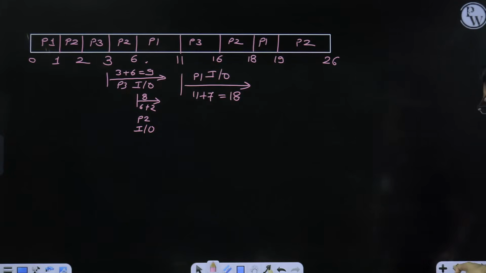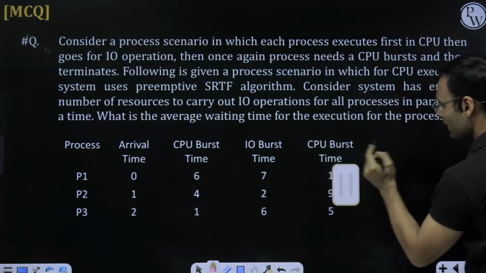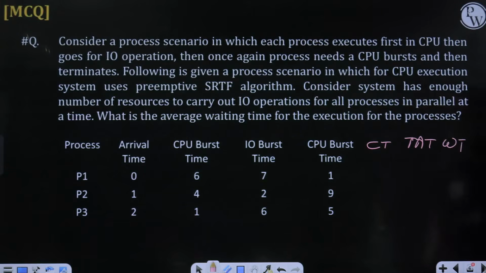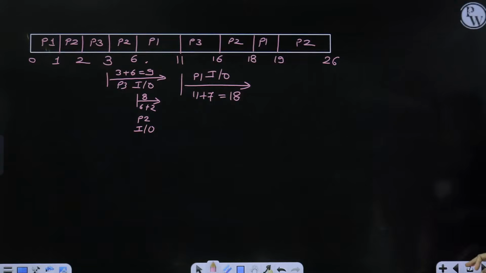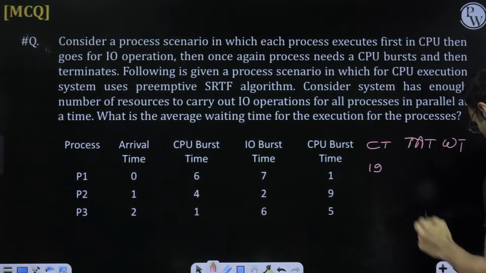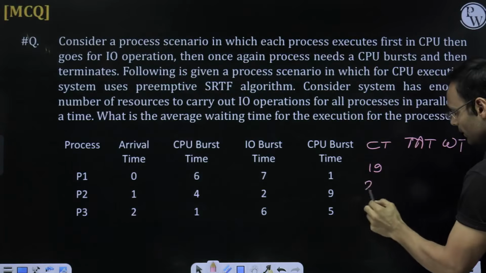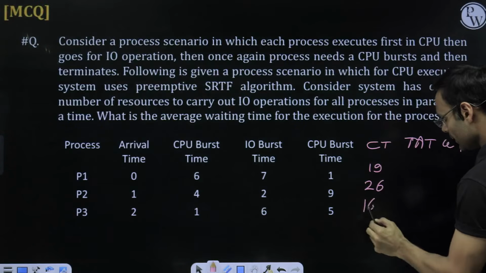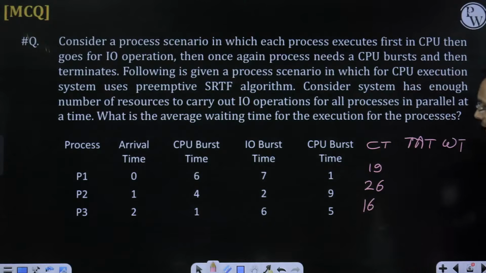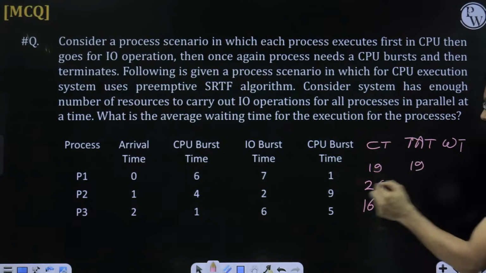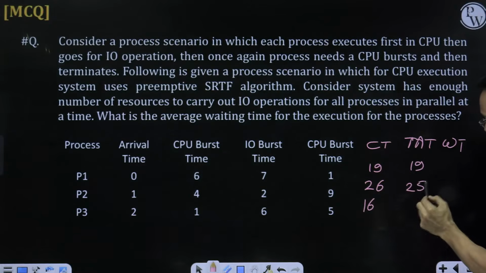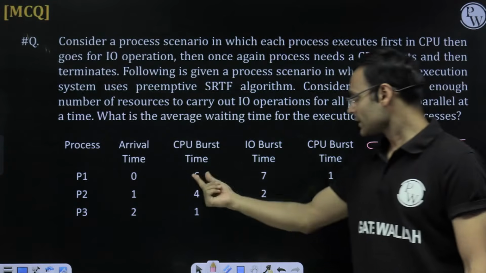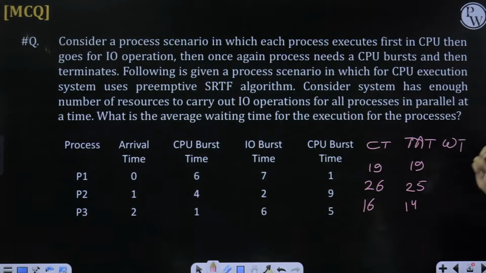Okay, now completion times. Let me just mark down completion time, turnaround time, and waiting time quickly. P1's completion time is 19. P2's completion time is 26. And P3's completion time is 16. Turnaround time is completion time minus arrival time: 19, 26 minus 1, and 16 minus 2. Okay, now CPU 6 plus 7, 13 plus 1, 14.